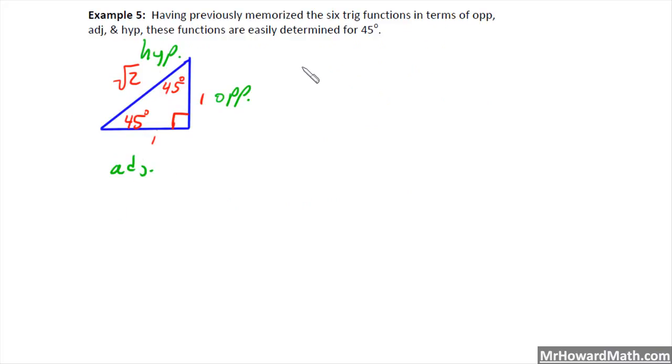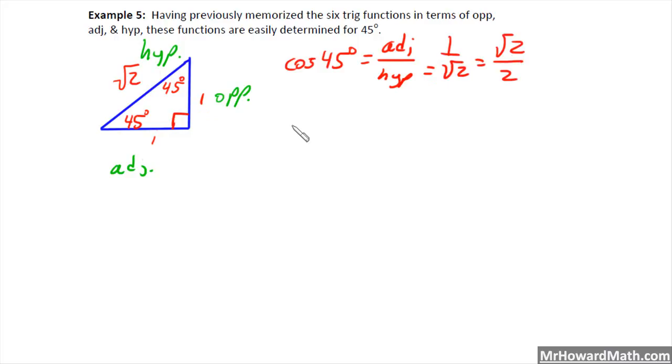So now we can label all 6 trig functions. So cosine of 45 degrees is equal to adjacent over hypotenuse. So for us, that's 1 over square root of 2. Rationalize that denominator, square root of 2 over 2.